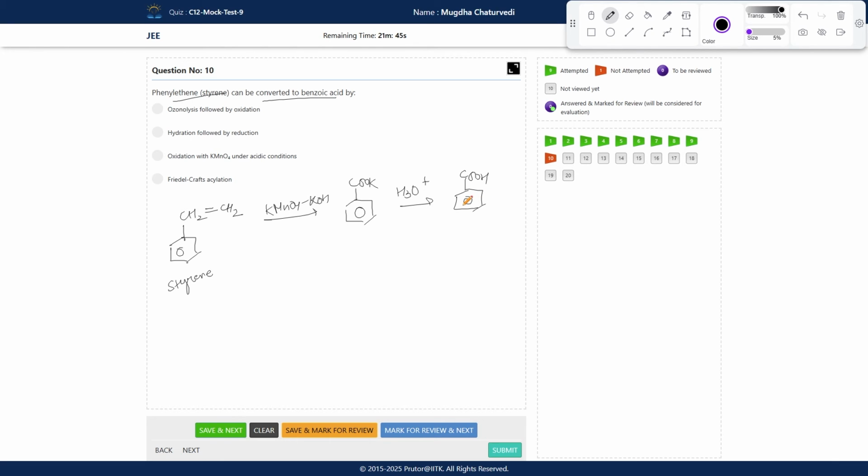So in this case, what will be the right answer? It is oxidation with KMnO4 under acidic conditions. In this case, styrene can be converted to benzoic acid. So the correct option will be the third option. Let us move to the next question.